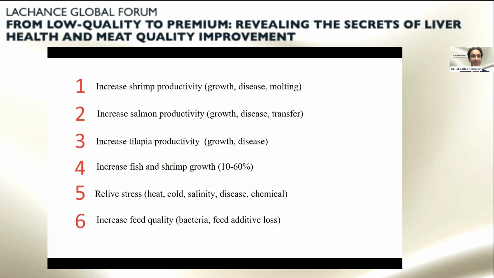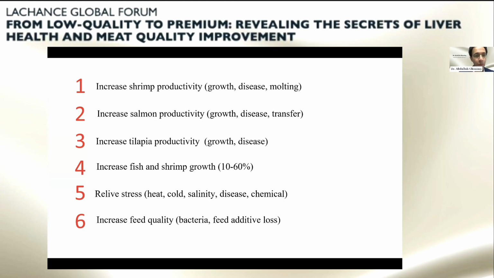The second is about salmon productivity, also related to growth promotion and disease control, and also the transfer, because the transfer process has a big impact on salmon growth and mortality. The third one, we are going to focus a little on tilapia production related to growth and also disease. The fourth point is a general point that bile acid can increase fish and shrimp growth, from 10% to 60%, depending on many factors related to the diet, the culture condition, the bile acid level and fat level, and so on.